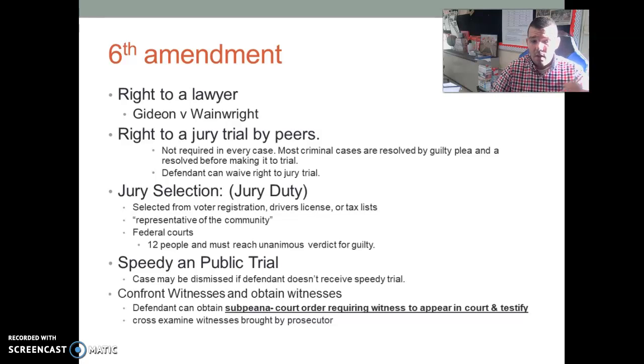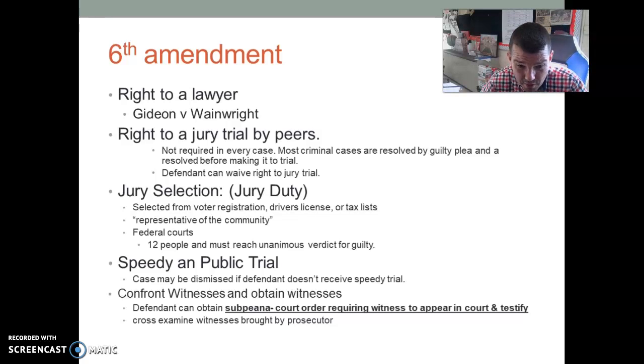You have a right to a speedy trial. Case may be dismissed if defendant doesn't receive a speedy trial. So what does speedy mean? Well, it's open kind of for interpretation, but you must be told what you're being charged of. You have to have a speedy process before you get arraigned, and you have your initial appearance, and they'll set a court date. And then finally, you as a defendant and your lawyer have a chance to confront your witnesses and obtain witnesses. So you can find witnesses that will help your case, and you can confront the witnesses that are going against you. So your lawyer can cross-examine and ask questions to those that are being brought up by the prosecution.